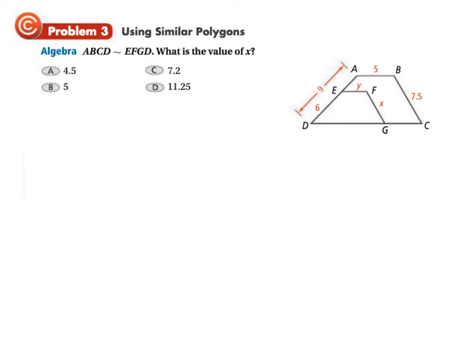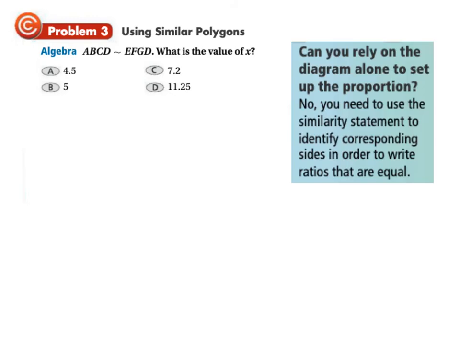So problem number 3 here, they give you the similarity statement and then they say, what is the value of x? We know that they're similar, okay? So what you really want to do here is pick a pair of sides that you know the ratio of, okay? DE, last letter to first letter, right, is to DA, DE is to DA, 6 is to 9, okay? You can think of it like that.